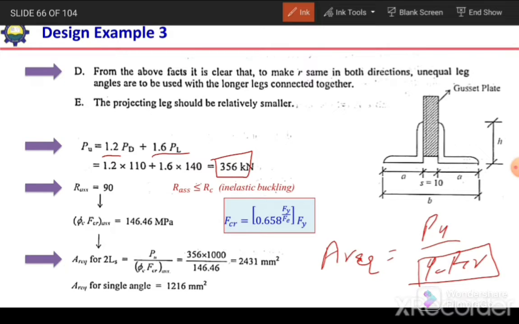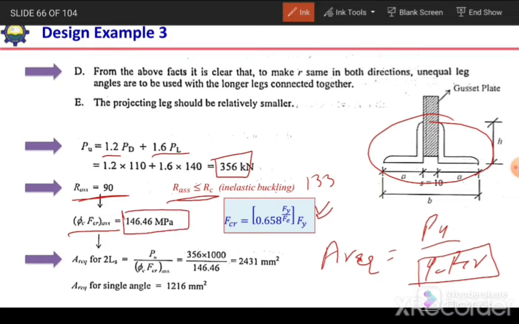At the initial stages when we don't have the dimensions of the section, we can assume the slenderness ratio value. For a built up section, we can assume it as 90. So our assumed slenderness ratio is 90. We need to compare it with the Rc value, the critical slenderness ratio, which is 133 for A36 steel. As it is less than Rc, we have inelastic buckling. So we can use this expression to calculate the phi c Fcr value. It comes out to be 146.46 megapascal.